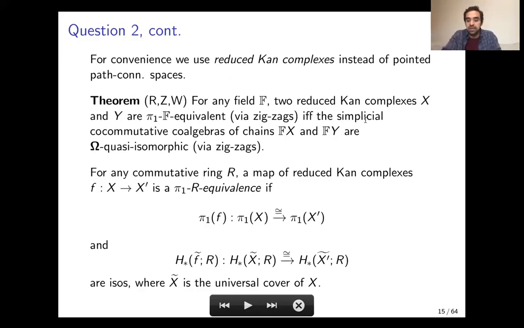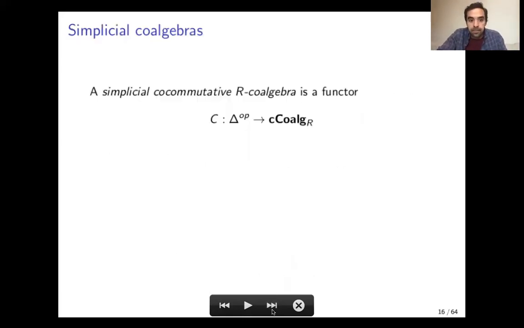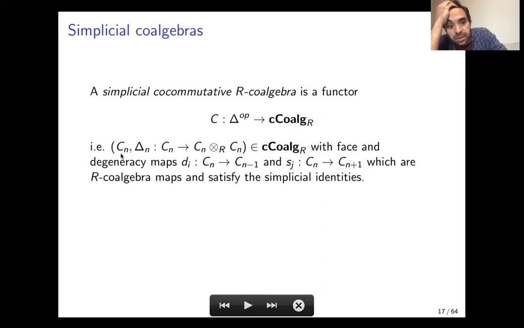So let me say what I mean by this algebraic framework of simplicial cocommutative coalgebras. Okay. So a simplicial cocommutative coalgebra is a simplicial object in the category of cocommutative coalgebras. So it's a functor from the opposite of the simplex category to the category of cocommutative R coalgebras. I'm going to assume all my coalgebras are co-unital and co-augmented. So this is equivalent to a collection of cocommutative coalgebras for any non-negative integer n, with face and degeneracy maps, which are R coalgebra maps and satisfy the simplicial identities.